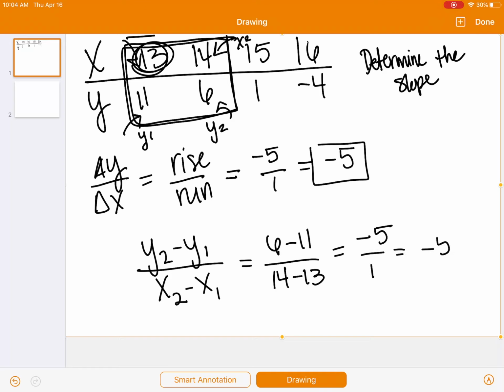And once again, same exact answer, whether you actually just look at the changes visually on the chart, or if you use this formula here. The formula y2 minus y1 divided by x2 minus x1 is the slope formula.